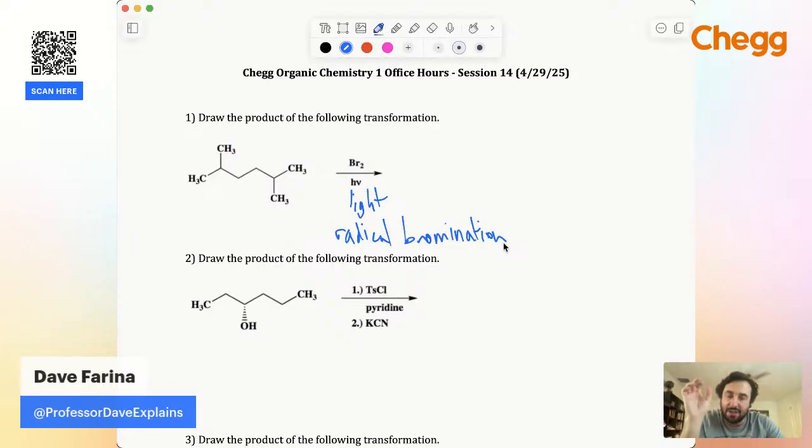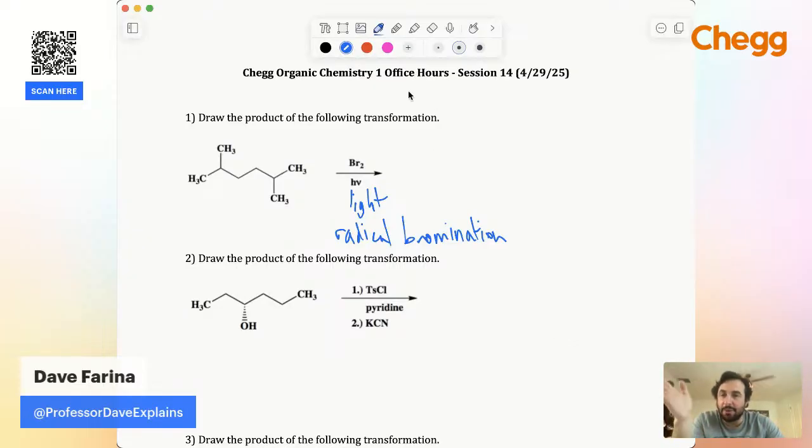What ends up happening is we're placing a halogen, in this case a bromo group, on the alkane, and then we want to know where it's going to go, right? What do we have to say about regioselectivity? So it turns out that chlorine radicals are not particularly regioselective, but bromine radicals are.